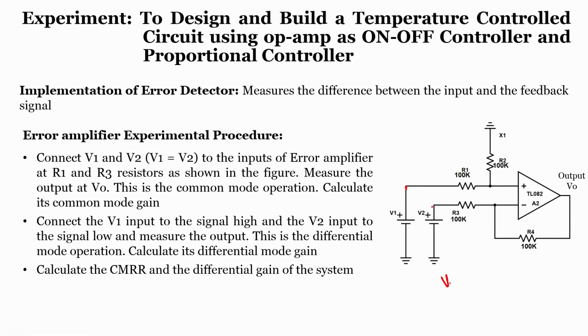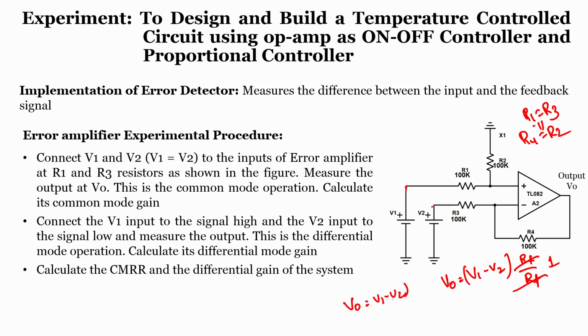So, the output, if you recall the working of the differential amplifier, is nothing but (V1 minus V2) into RF by R1. This is the case when R1 is equal to R3 and R4 is equal to R2. Since in this case R1 equals R2 equals R3 equals R4, RF and R1 values are the same. So, the gain of the system is 1, and V naught is V1 minus V2, which is what we required, right.